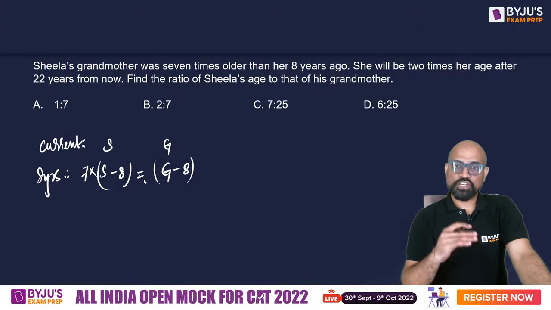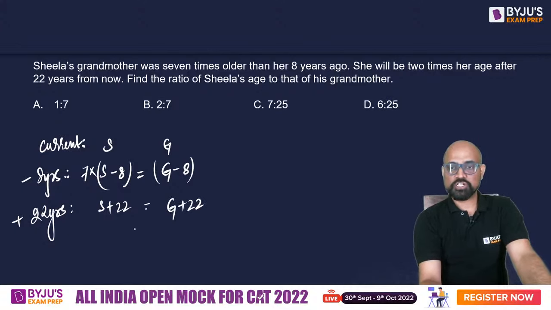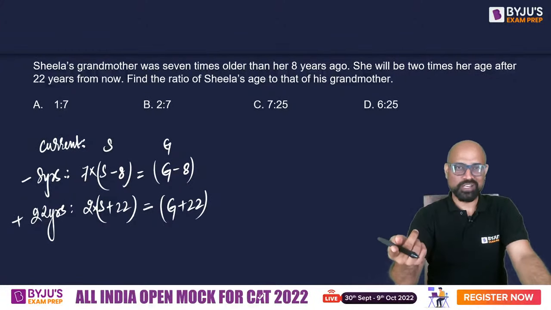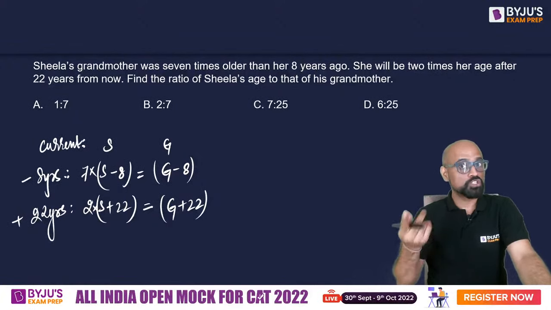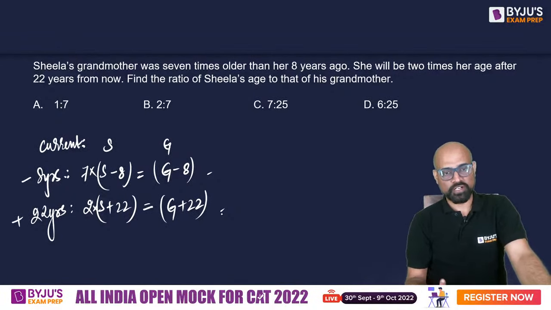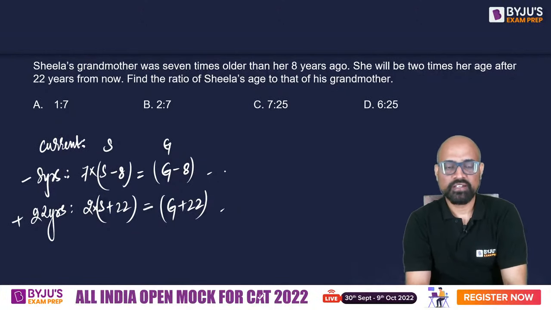Next statement says she will be 2 times her age 22 years from now. So 22 years from now, so plus 22, this was minus 8. Their ages are S plus 22 and G plus 22. The relation between these two is that grandmother is going to be 2 times Sheila's age. This is obvious, no? Sheila can't become twice of grandmother. So even though they have not mentioned who is twice of whom, you have to use common sense. Now from these two equations, you need to find out the ratio of ages of Sheila to her grandmother and see which one works out just fine, right?